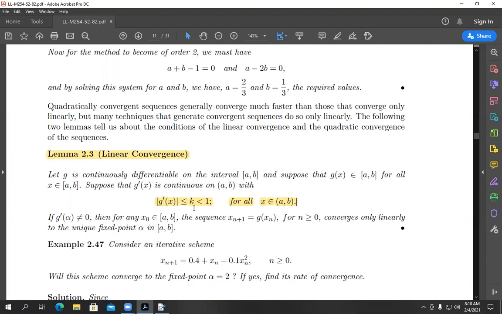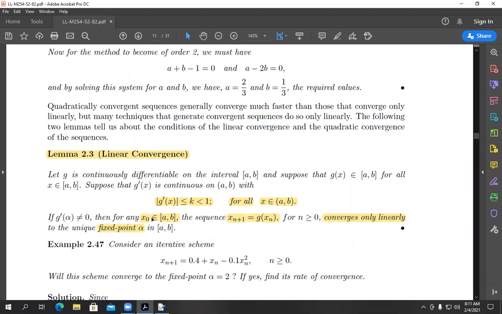And now we go further to check its speed of convergence. We use this condition for the linear case. If g dash alpha is not equal to 0, then for any initial approximation we choose inside the interval, your iterative method, and this is not only the fixed point method, this is any iterative method where g is different for each problem, will converge only linearly to the fixed point alpha. Here we are discussing not f, only g, and when we talk about g, we always say the fixed point, not the root.